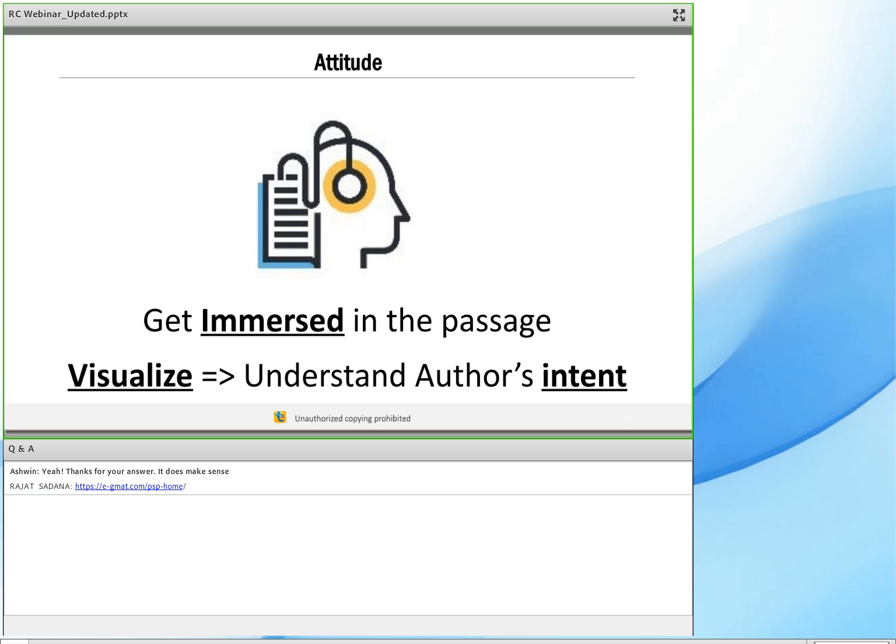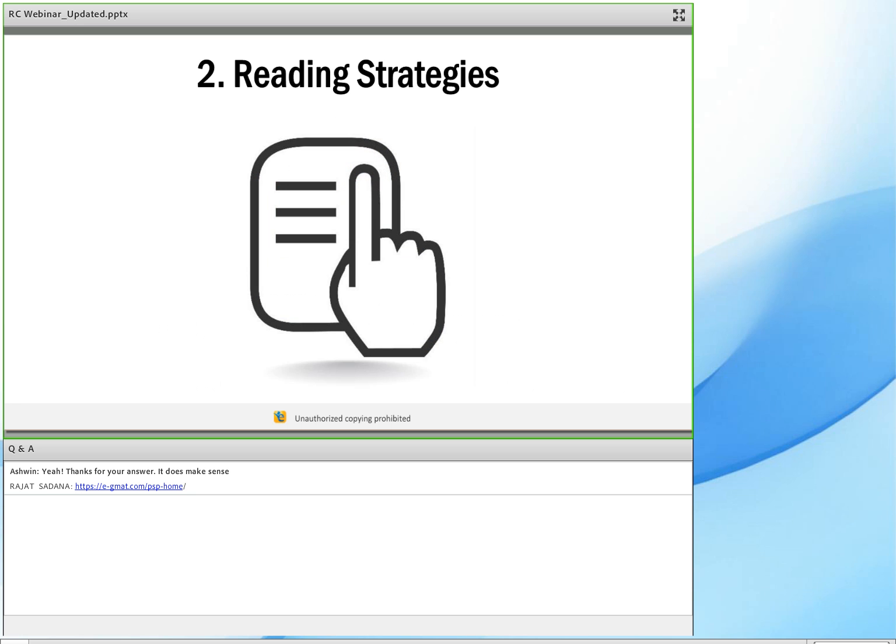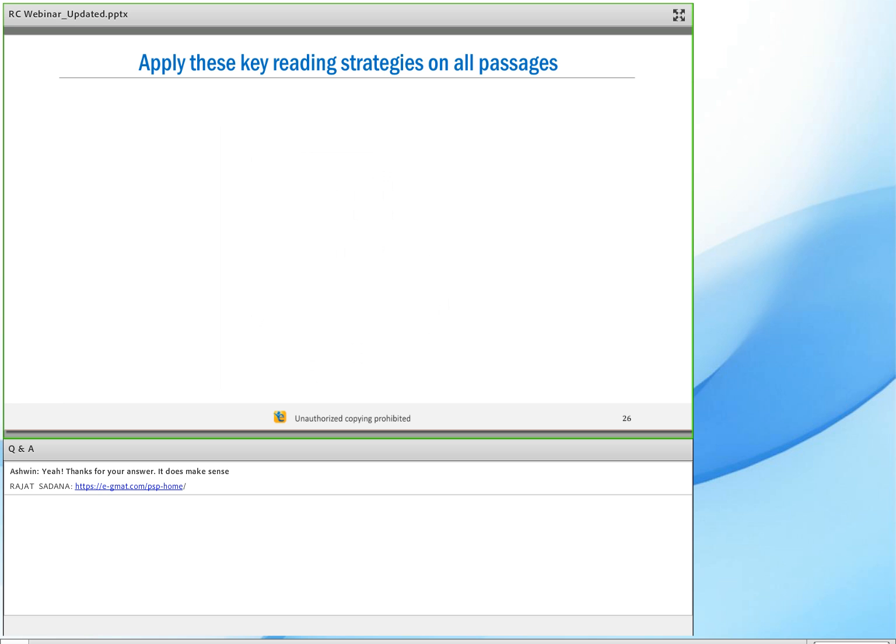And if you get immersed in the passage, then we're going to talk about how you can visualize the passage from an author's viewpoint or an author's intent as you read it. And we're going to do that using examples. The second thing that we want you to do is focus on reading strategies, and we're going to talk about three strategies in this session. One is to understand, as you're reading each sentence, how that sentence is constructed, and then infer or extract the meaning from it.